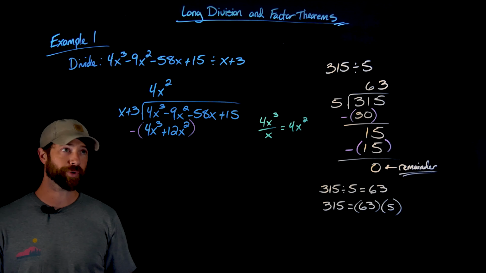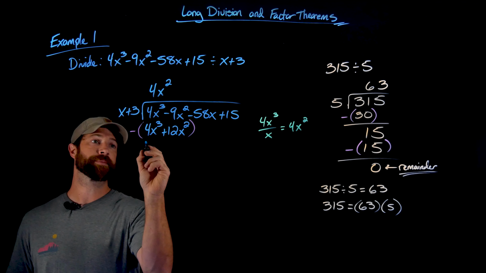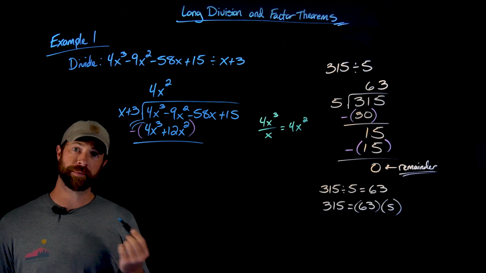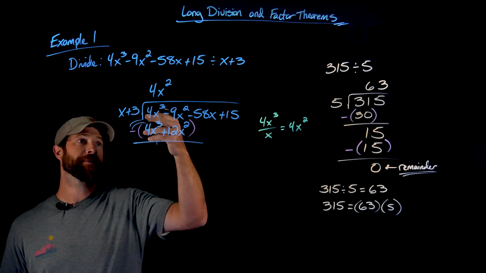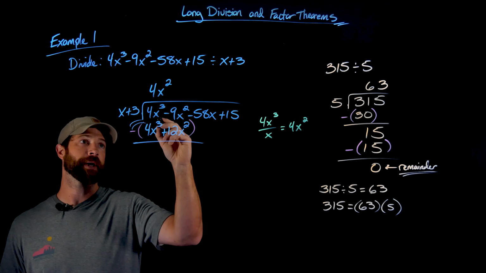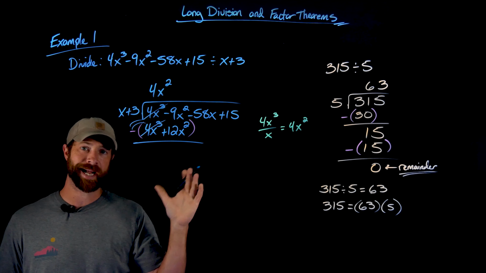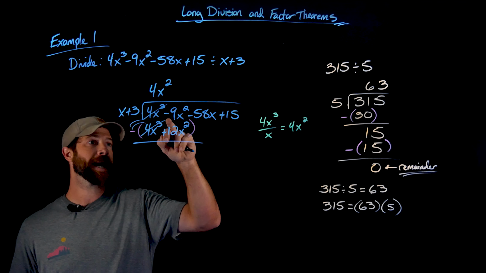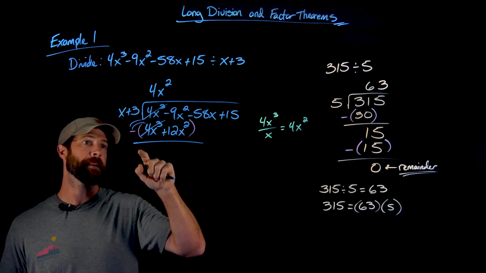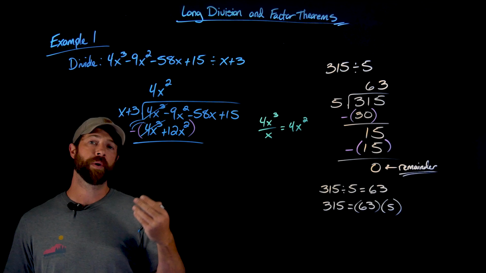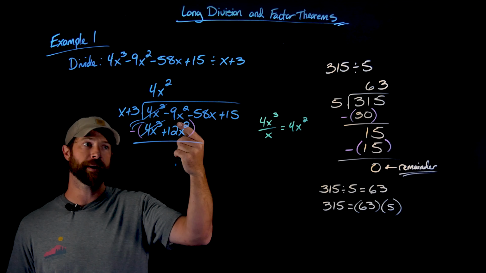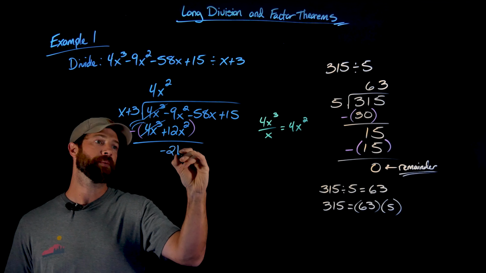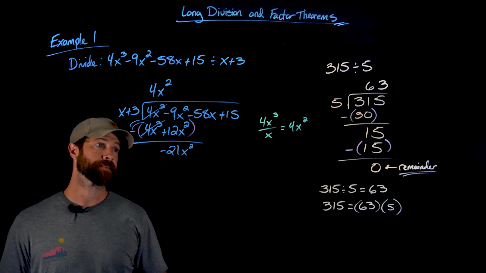And so I'm subtracting that, which means I need to subtract each term. In other words, distribute this negative to both of those. In this case, I have 4x cubed minus 4x cubed. Well, those cancel. That's exactly what I'm looking for. That's the reason I chose that 4x squared. Now I have negative 9x squared minus 12x squared, or in other words, negative 9x squared and a negative 12x squared results in a negative 21x squared.